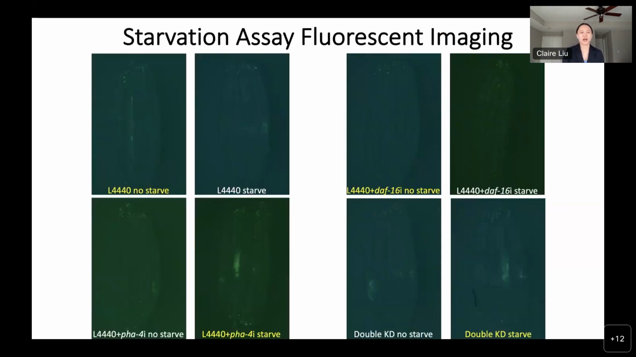These are the images that I got after the starvation assay, and after qualitatively observing them, the images with yellow text are the ones that I thought to have more fluorescence in their head region. One thing to note, I did have a little bit of trouble with the fluorescent imaging machine, so that's why you'll see a little bit of difference in exposure throughout the images, which is definitely a possible room for error.